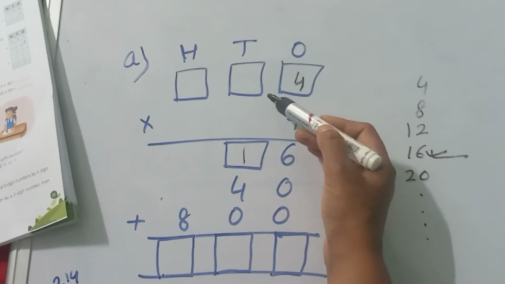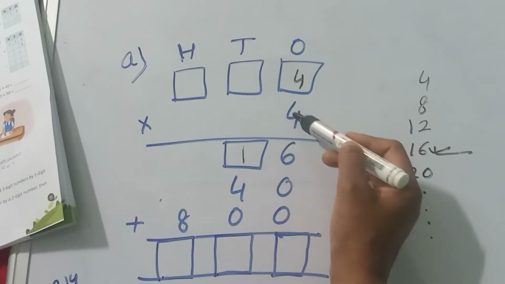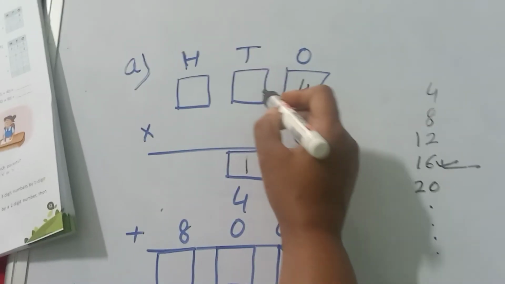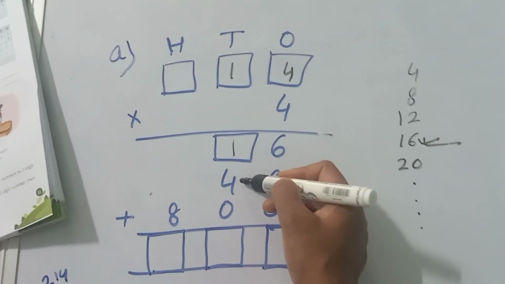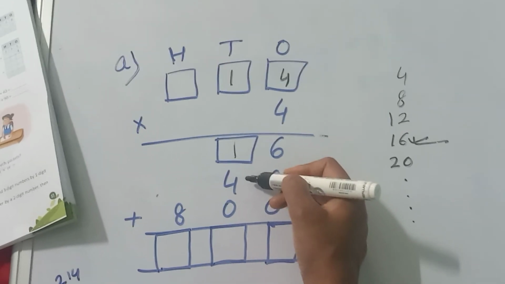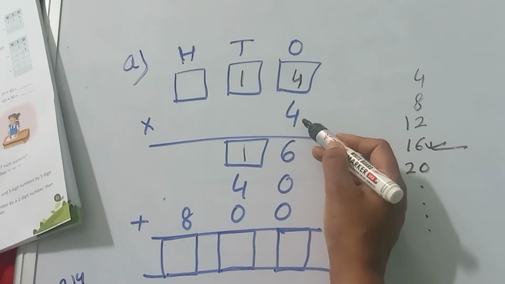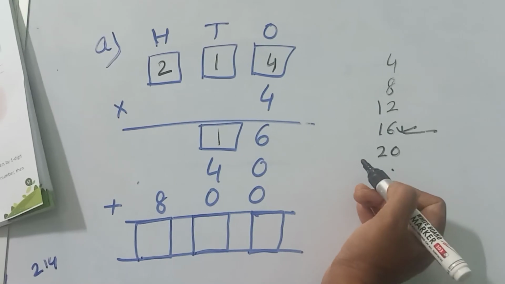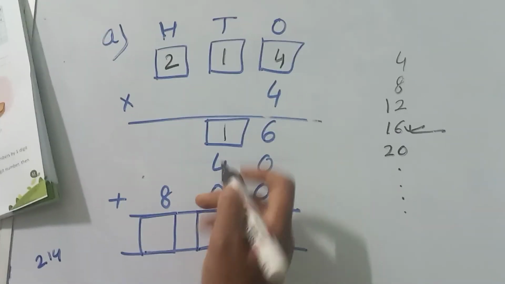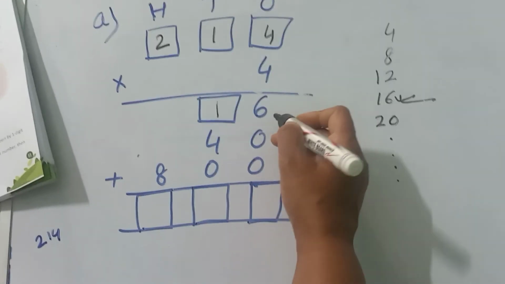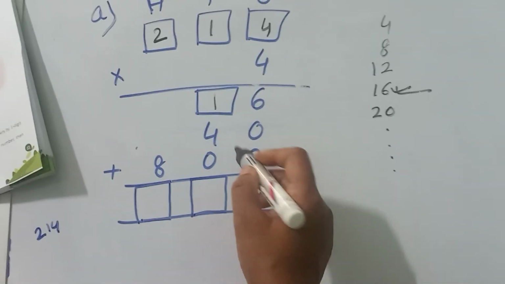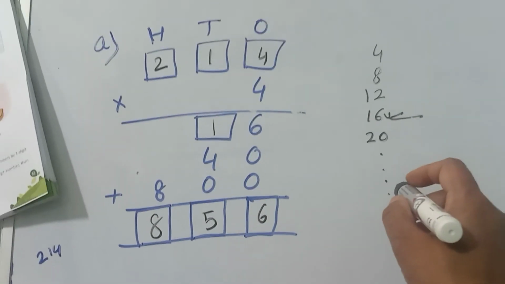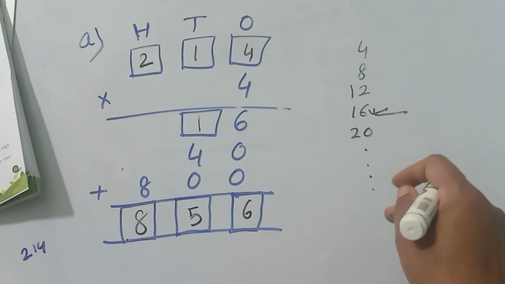Now children, under the tens place, by what number you will multiply this 4 to get this 4? Yes, 4 1s are 4, no? So write here 1. Now under the hundreds place, by what number you will multiply this 4 to get this 8? So definitely 4 2s are 8, write here 2. Now it's time to add here, find the product. Here will be 6. Here 1 plus 4, that is your 5. Here 8 is your 8. So in this way children, you have to fill the missing digits.